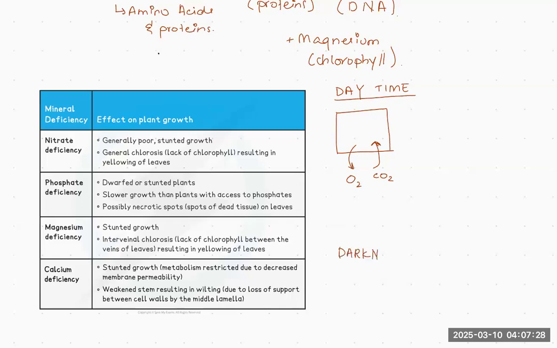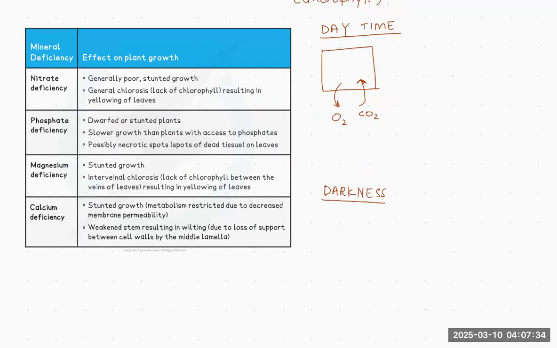In darkness, again, this is my plant. So in my plant, what is going to happen is that it's not photosynthesis we will see. We will see the opposite of photosynthesis. What is the opposite of photosynthesis? Respiration. So the plant will be breaking down the glucose, okay? And as it breaks down the glucose, it will absorb oxygen and it will release carbon dioxide.